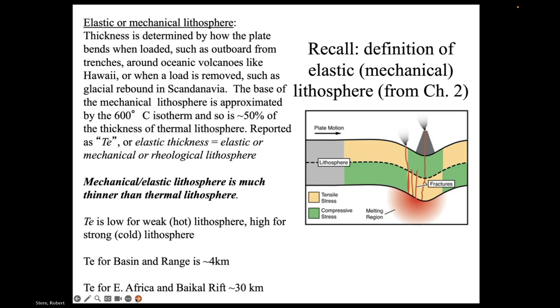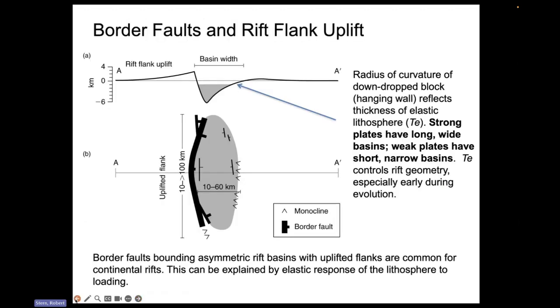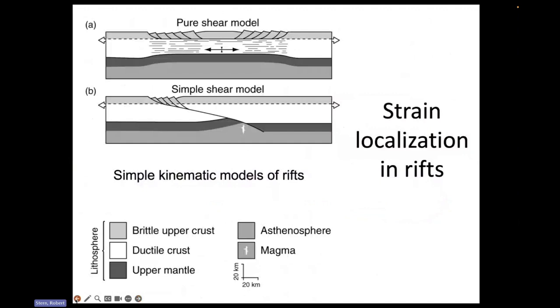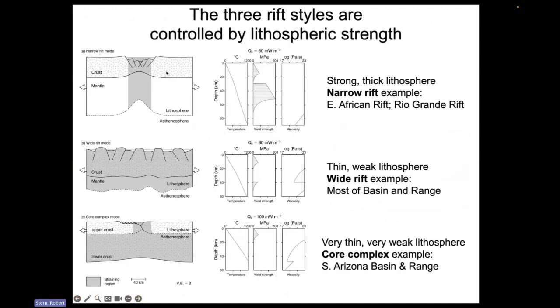Okay. At temperatures higher than 600 degrees, rocks lose strength. At temperatures lower than that, they still have significant strength. So we can think about the thickness of the elastic lithosphere using these kinds of representations, right?